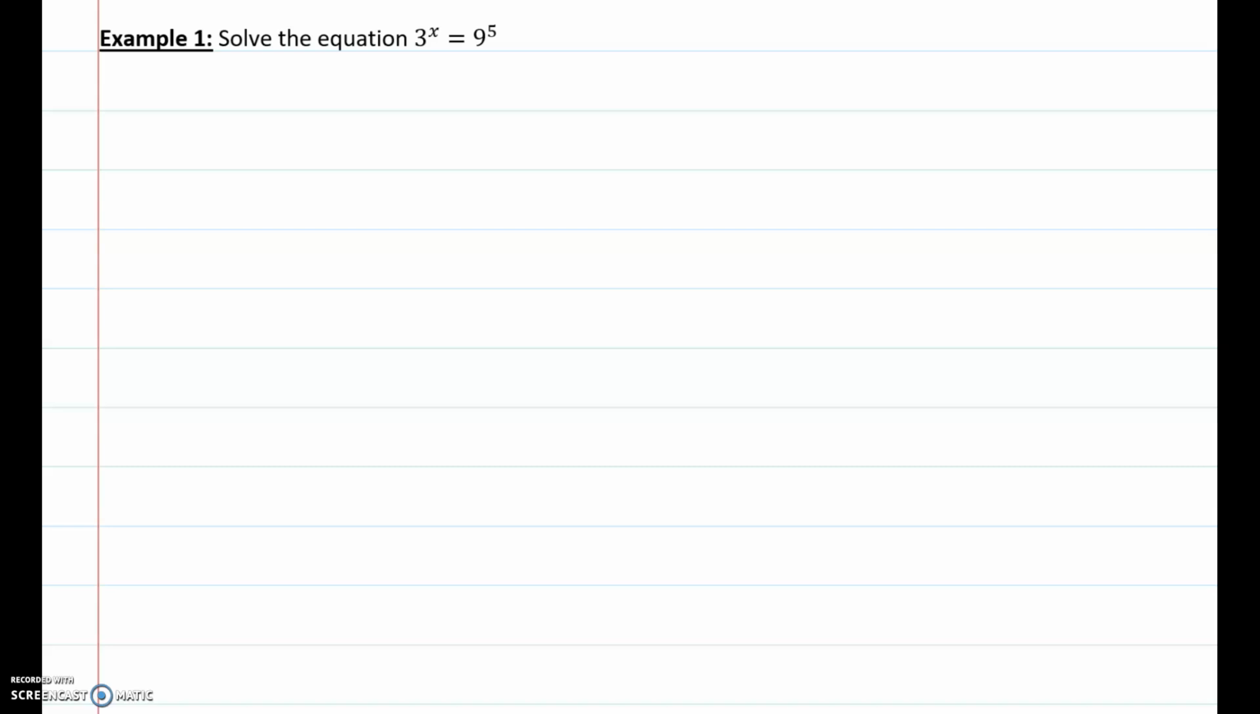In this example, we have to solve the equation 3 to the power of x equals 9 to the power of 5. This is called an exponential equation because we have an exponential term, 3 to the x, set equal to another number. Okay, so 9 to the power of 5 in this case. Now, some exponential equations that we're going to see later on, we need to use a mathematical concept called logarithms to solve them. But in these early exponential equations, we're just going to use a little piece of trickery.